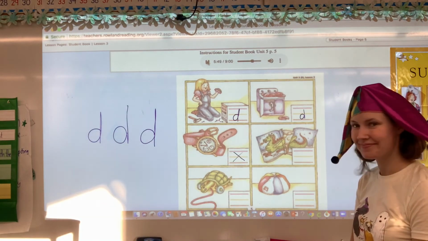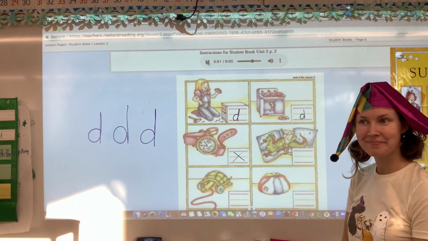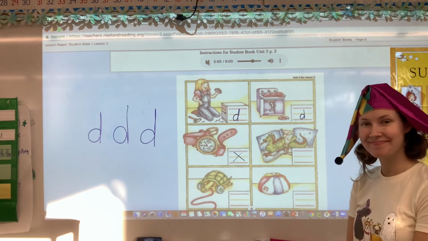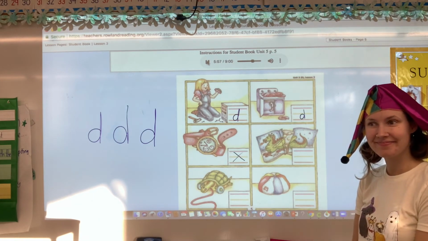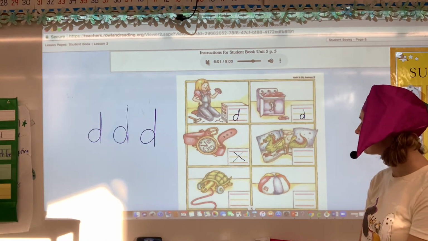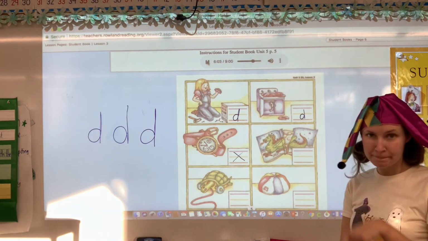Dragon. Does dragon begin with the sound d? If your answer is yes, write lowercase d on the lines next to the dragon book. If your answer is no, mark an X on the lines.